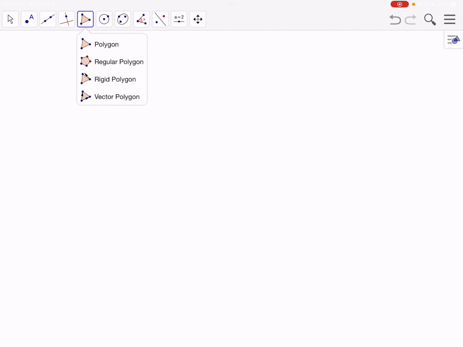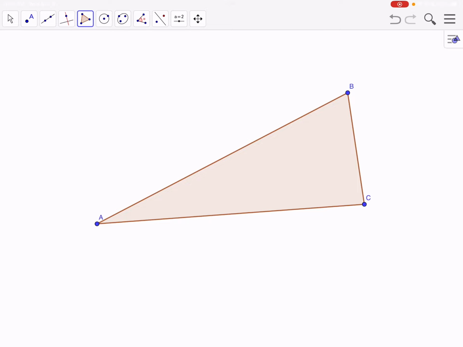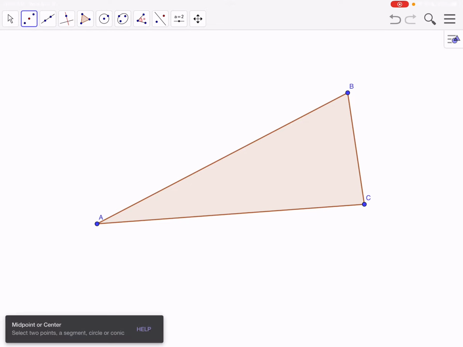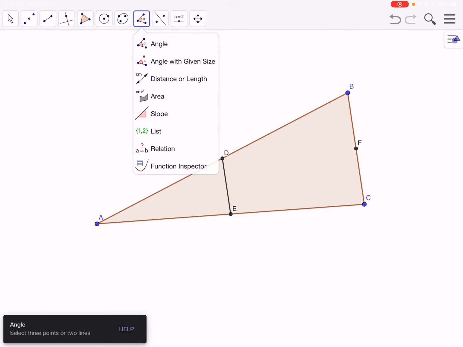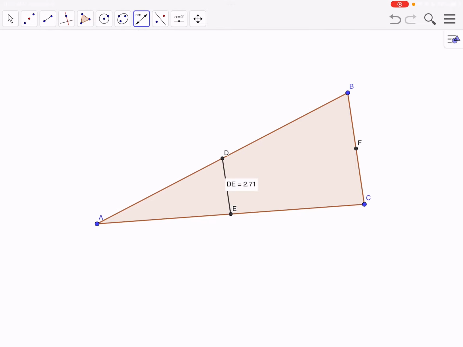If we go look in GeoGebra real quick, a few things here. First, it connects two midpoints. So I'm going to find some midpoints. So I have triangle ABC with midpoints D, E, and F. If I draw a segment connecting D to E, we know a couple things. We know that DE is exactly half its base, right? 2.71 is exactly half of 5.42.